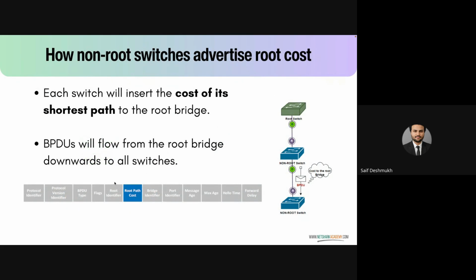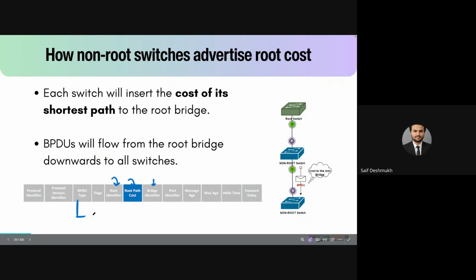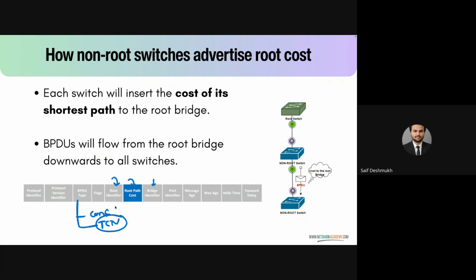This is how the format looks. This is the root identifier. This is the root path cost. This is the local bridge identifier. The BPDU type will tell you if it's a configuration BPDU or a TCN, topology change notification, BPDU. We will dive deep into how exactly that works later. We're talking about only the configuration BPDU here.